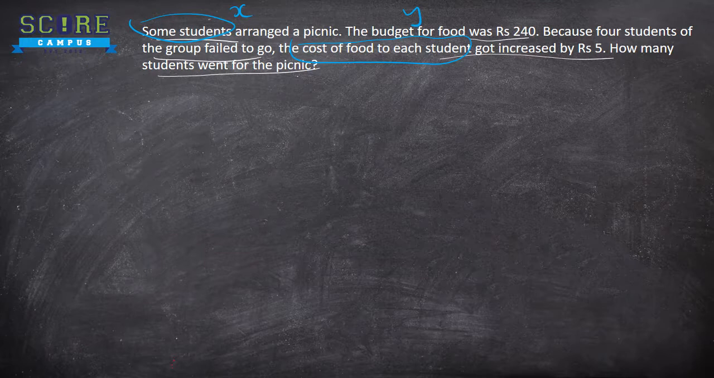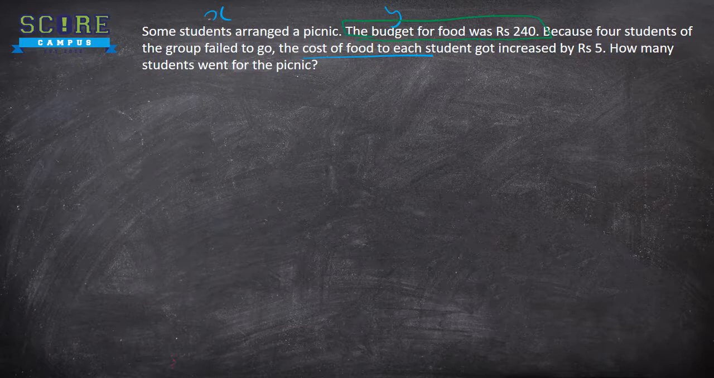You're supposed to write it down over here, "Let" in the question, and so on. I will not do that right now. So just that this is x and this is y. Here, our first equation, I'll be using this statement over here to define my first equation. The budget of food was 240. So if I take x times y, it will give me 240, right? So xy equals 240. This is my first equation.